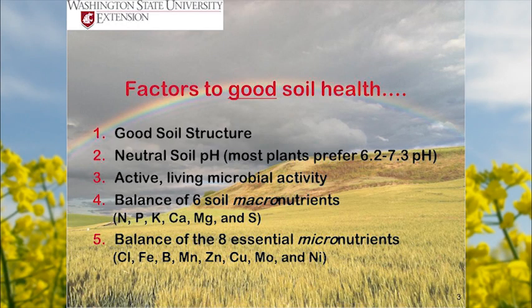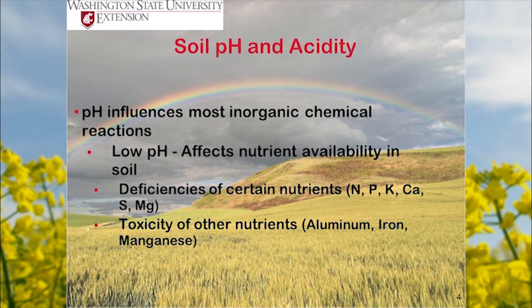So looking at some of the soil pH and acidity, what happens when the soil pH goes down? You know, we've got an acidity situation, and we start to develop these deficiencies of certain nutrients and toxicities of others. And the toxicity issues, you know, just talked about a little bit, but that's aluminum and iron, manganese. Those can be certainly major issues within our system.